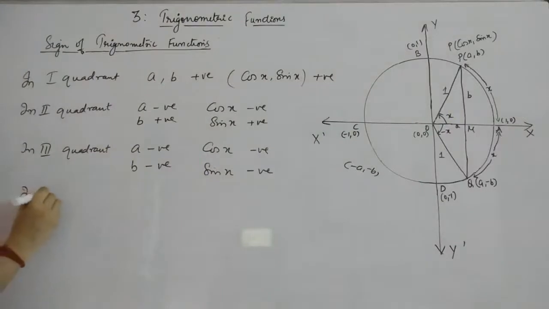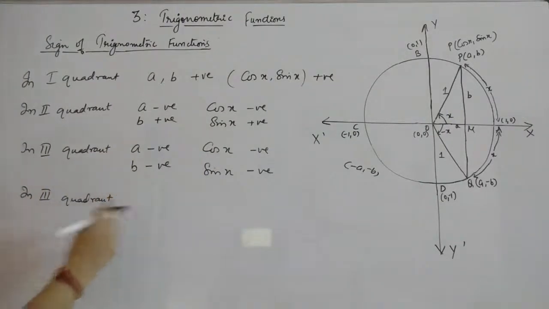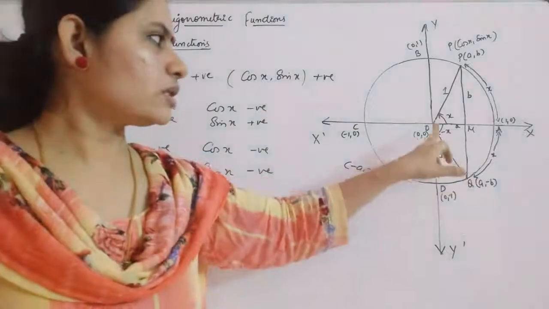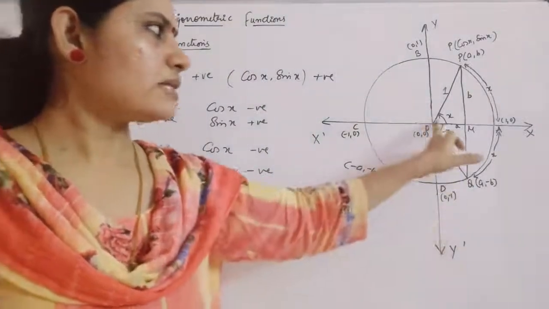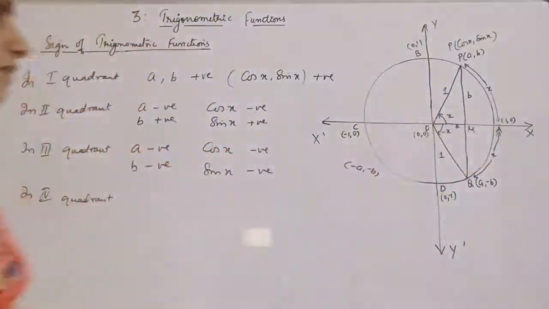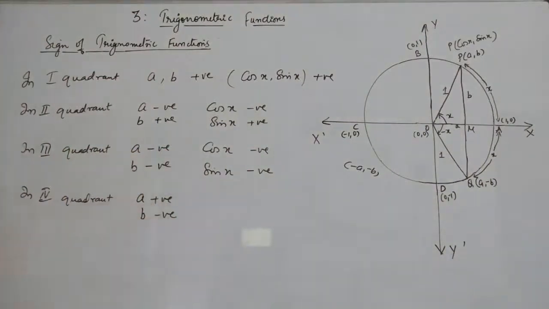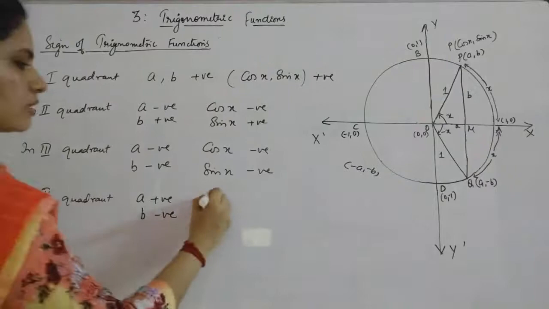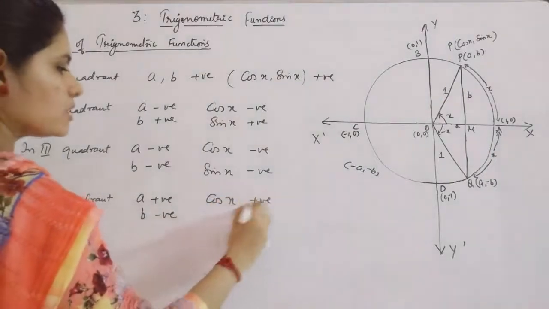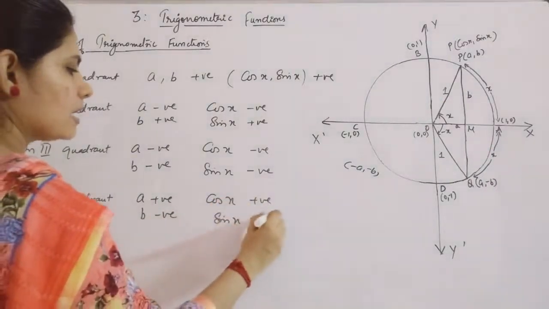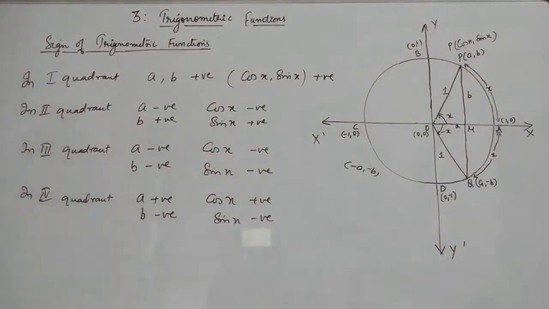Now in the fourth quadrant, what will be there? In the fourth quadrant you have negative for y and positive for x. That means your A will be positive and B will be negative in the fourth quadrant. Now what is A? It is cos. So cos x will be positive and sin x will be negative in the fourth quadrant. Clear all the four things?